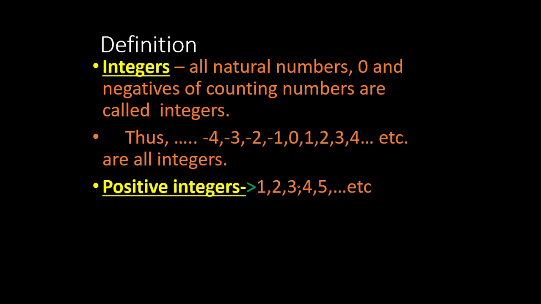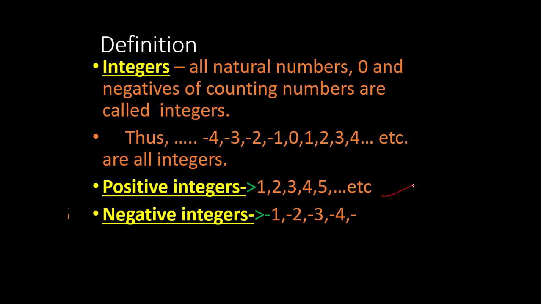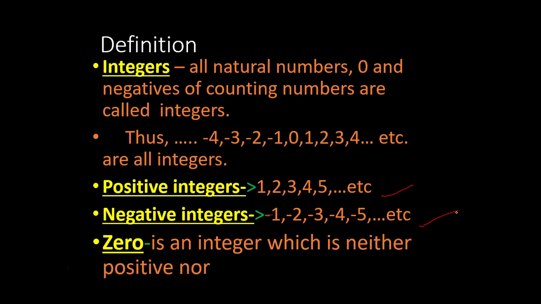Now, types of integers. There are 3 types of integers. Positive integers: the numbers 1, 2, 3, 4, 5, etc. are called positive integers. Negative integers: -1, -2, -3, -4, -5, etc. are negative integers. And 0 is an integer which is neither positive nor negative.